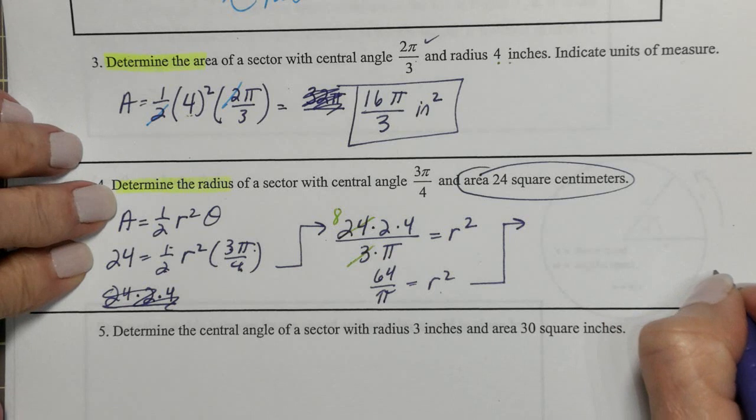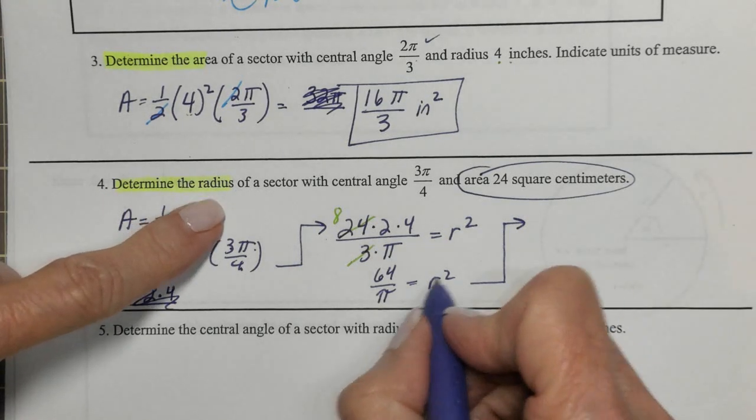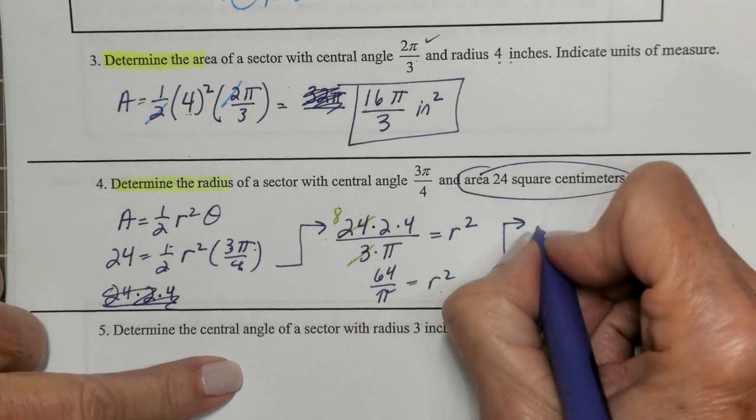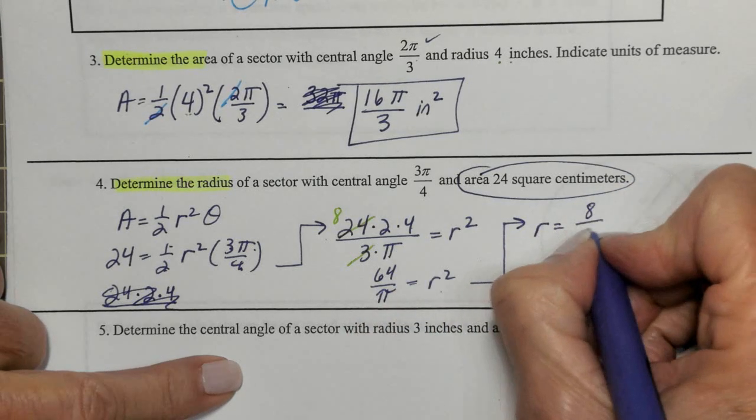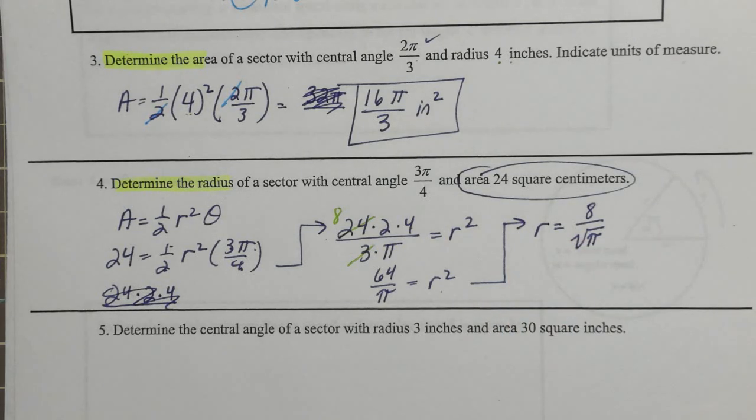Square root both sides. We're not going to be able to have a negative radius, so you ignore the negative that you get when you square root. R will be 8 over the square root of pi.